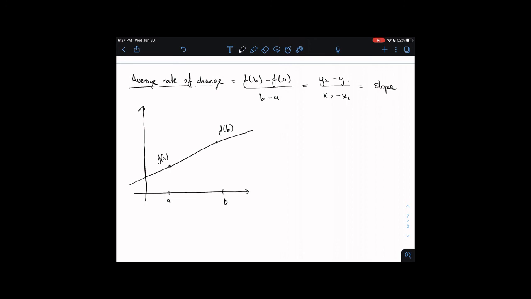That's kind of, I think it's right there. Okay. All right. So what we're really just doing is finding the slope between those 2 points.